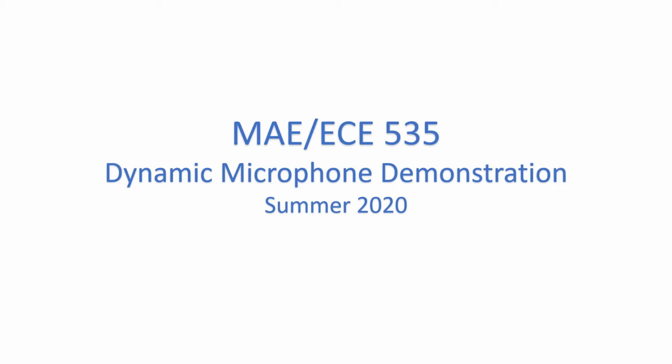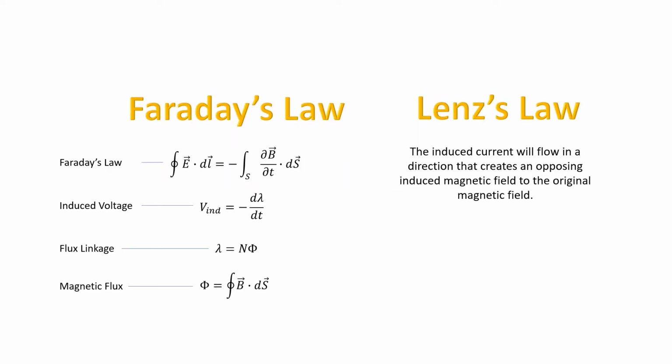This video is a demonstration of one of Maxwell's equations, Faraday's law, by designing, building, and testing a dynamic microphone. Faraday's law describes the relationship when there is a change in magnetic flux over time, an electric field is created. When a conductor is present, this induced electric field can induce a voltage, commonly referred to as electromotive force. Lenz's law describes the direction of currents which would create a magnetic field opposing the original magnetic field.